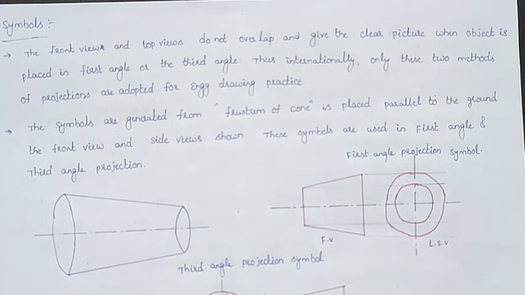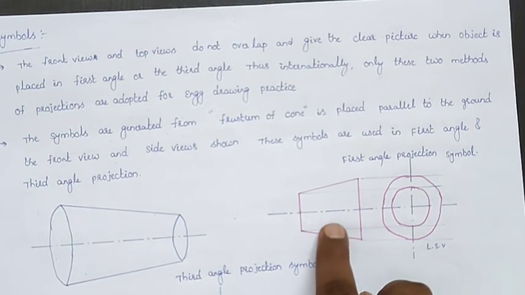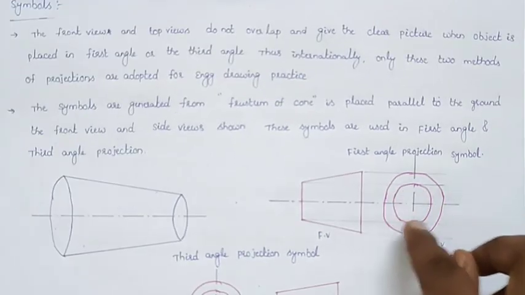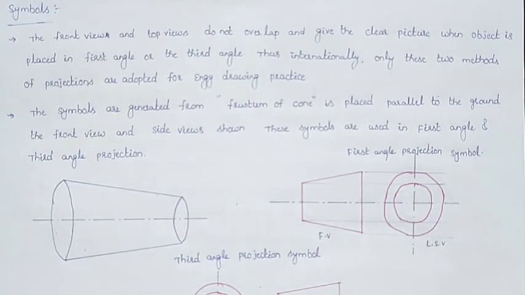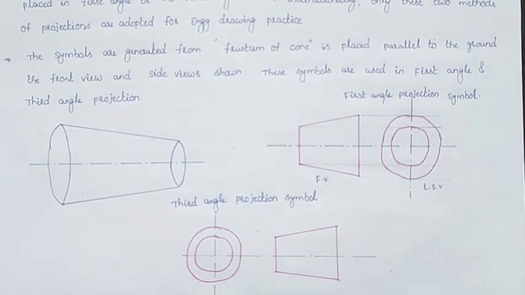If you see the object from the front view direction, the front view looks like that, so we draw the front view like that. In the side view direction, whenever you see the object from the side, you will get the circles, the big circle and the small circle, which we draw like that. So the front view and left side view: this is the symbol of first angle projection, and this is the symbol of third angle projection method. So this is about the introduction of orthographic projection.